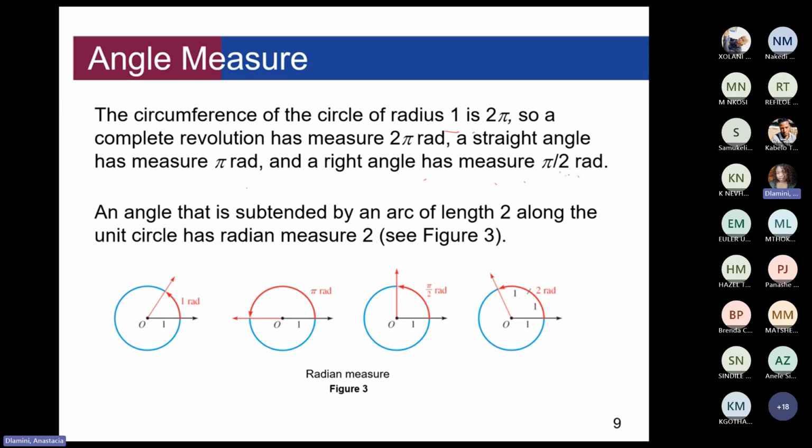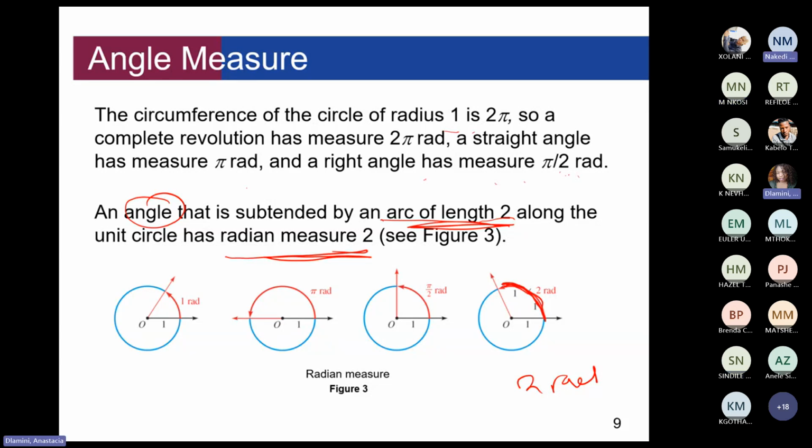Now, an angle that is subtended by an arc of length 2, meaning that from here to here the length is 2, along the unit circle has a radian measure of 2. Does it make sense? So this angle here will be 2 rad, because the arc length is 2. Are we all together? Yes, ma'am.